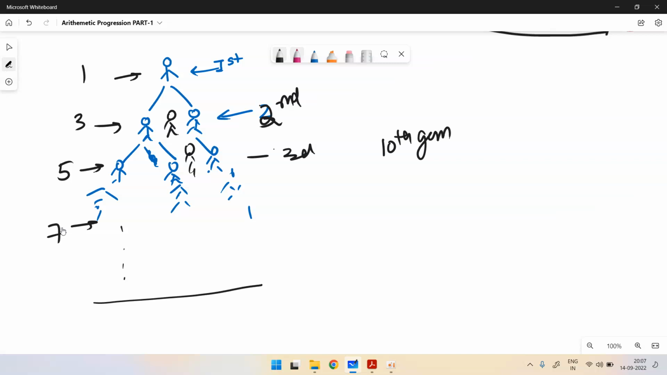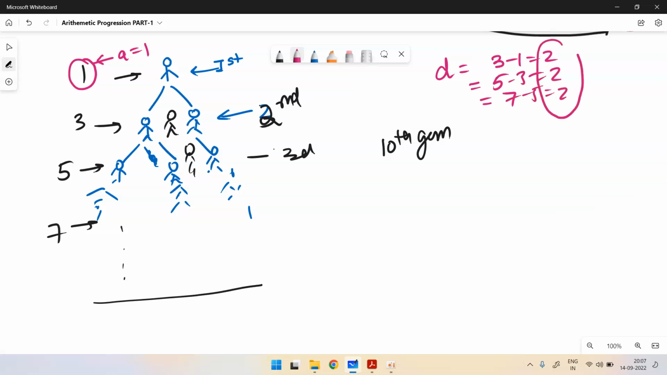So from here you can directly see that your first term, that is a, will be 1, and the common difference d will be, you can take any two instances, 3 minus 1 equal to 2, or 5 minus 3 equal to 2, or 7 minus 5 equal to 2. This all will be 2, so the value of d will be 2.